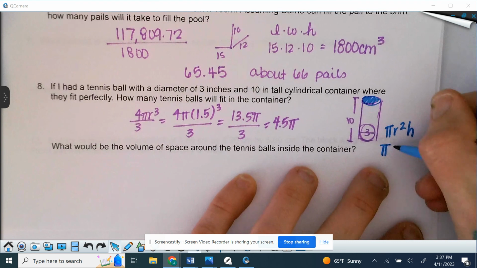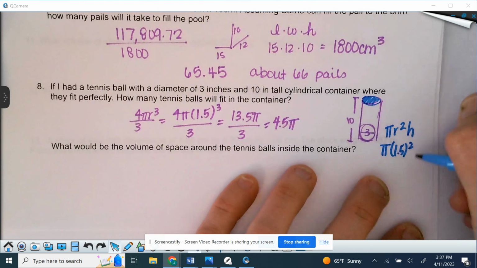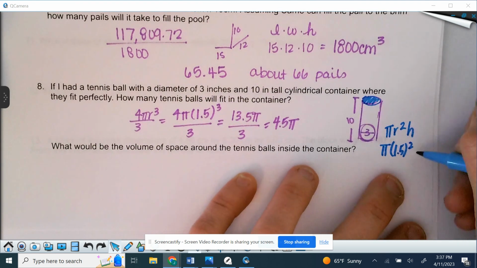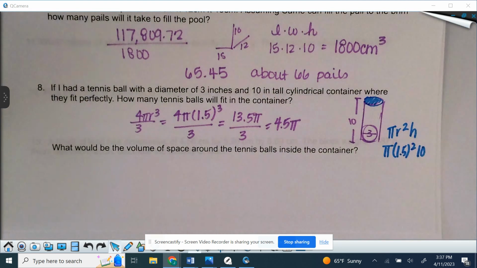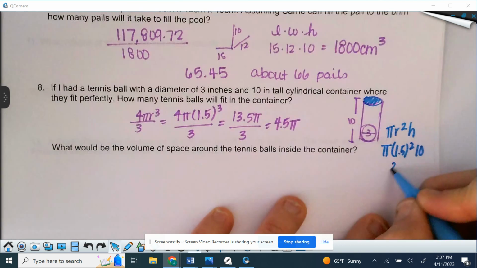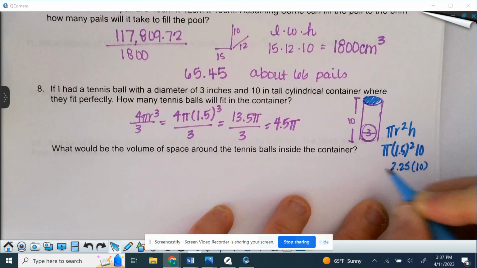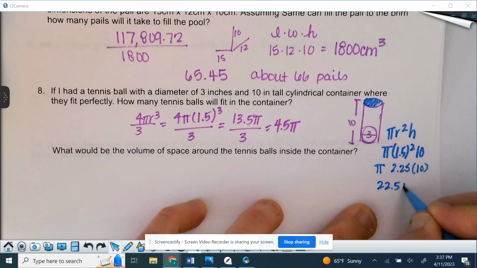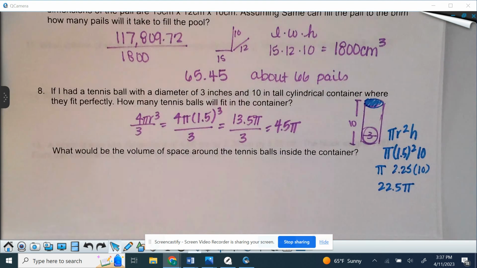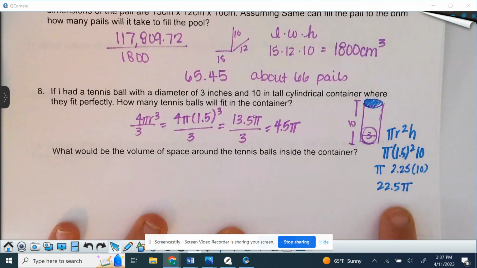So pi times 1.5 squared, and it's 1.5 again because it's half of the 3, and then times 10 because they said that's how tall the container is. So 1.5 squared is 2.25, and then we're going to multiply that by 10. Haven't used our pi button yet. And that gives us 22.5 pi. Now, both of those numbers are not beautifully whole numbers, but they're not crazy decimals. So I would leave them as such and see how many times 4.5 goes into 22.5.